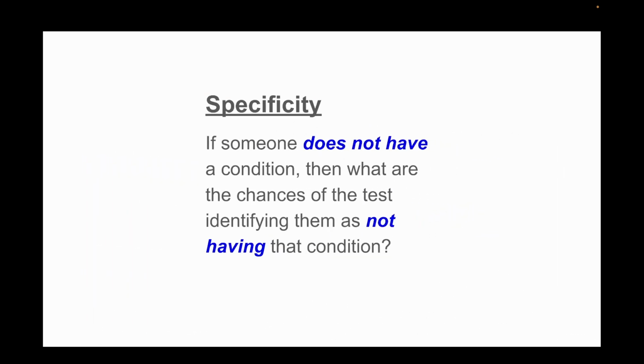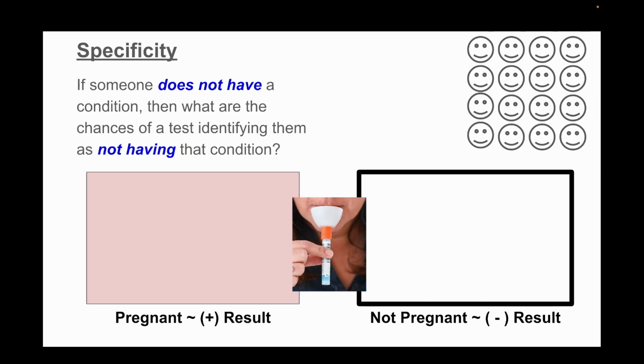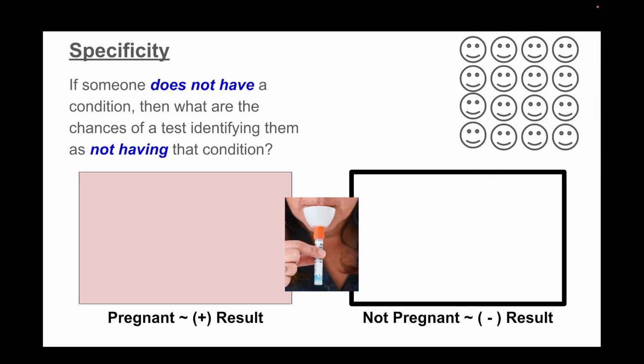Now let's move on to the second statistic, specificity. If someone does not have a condition, then what are the chances of the test identifying them as not having the condition? Now for a visual demonstration. For our example, if someone is not pregnant, what are the chances of my test saying they're not pregnant?